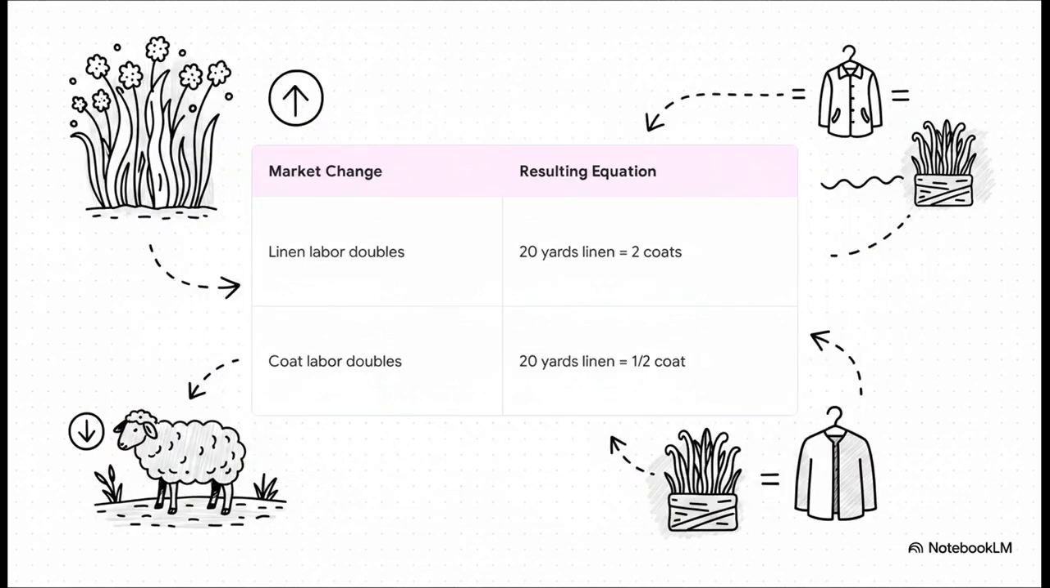Let's actually see the mechanics of this living relationship in action. Because value is intimately tied to labor time, if the labor required to produce linen suddenly doubles, maybe the soil is completely exhausted from overuse, the value of the linen doubles. So 20 yards of linen now equals 2 coats. Conversely, if a poor wool crop makes coats twice as hard to produce, the value of the coat doubles. Suddenly, 20 yards of linen only equals half a coat. The equation isn't static at all. It's a living, breathing reflection of shifting human labor time across the globe.